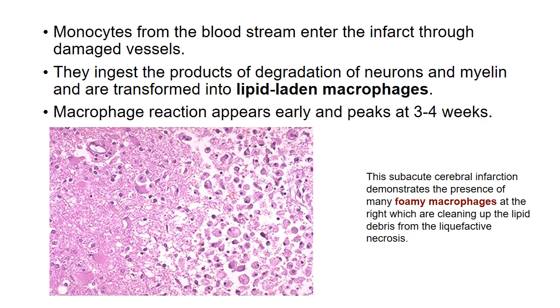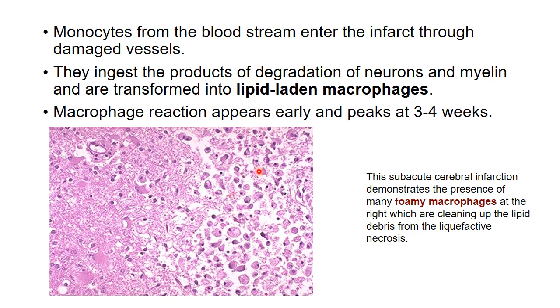Monocytes from the bloodstream enter the infarct through the damaged vessels. They ingest the products of degradation of neurons and clear the liquefactive necrosis. They also clear the degenerated myelin and are transformed into lipid-laden macrophages. This response is quite early, however, it peaks at around 3 to 4 weeks.